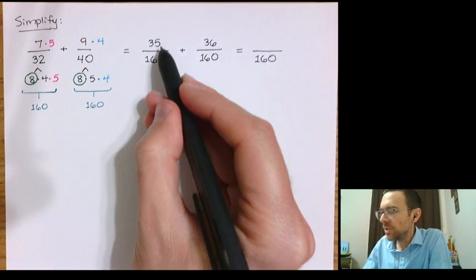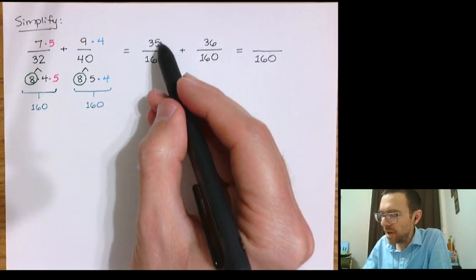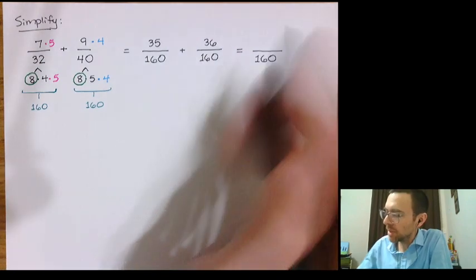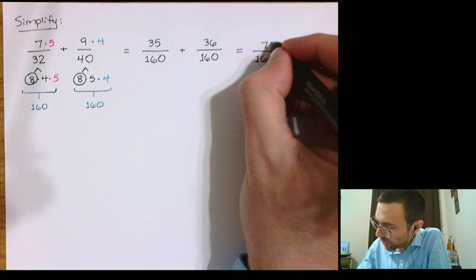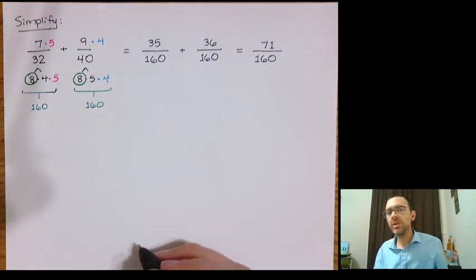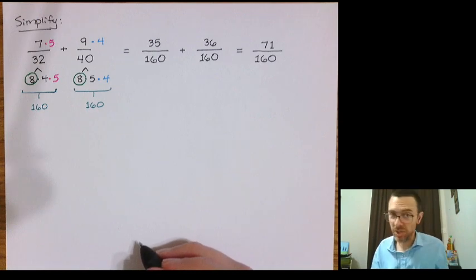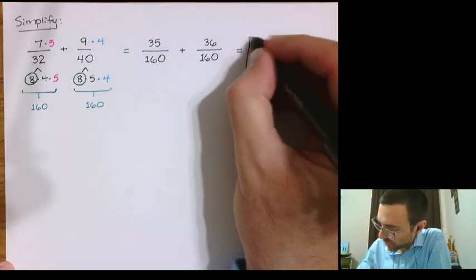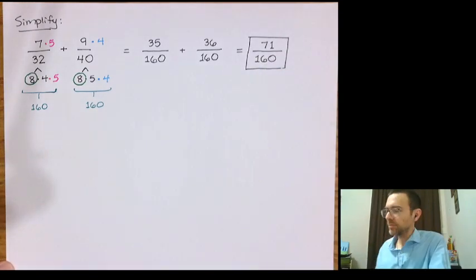So one of these fractions is accounting for 35 out of 160 pieces. This is 36 out of 160. When you combine these, we get 71 over 160. You can try to reduce this. Unfortunately, 71 is a prime number, and 71 doesn't go into 160. So we are done with this one.